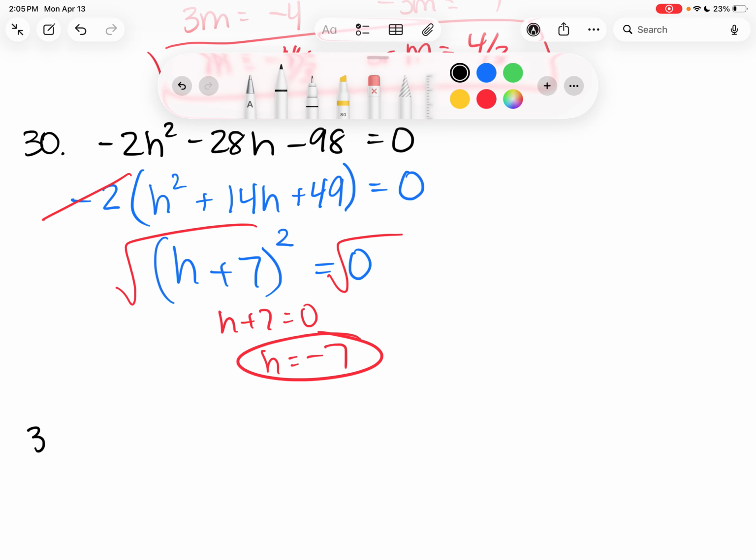How'd you do? 32. Negative 3t squared is equal to negative 108.